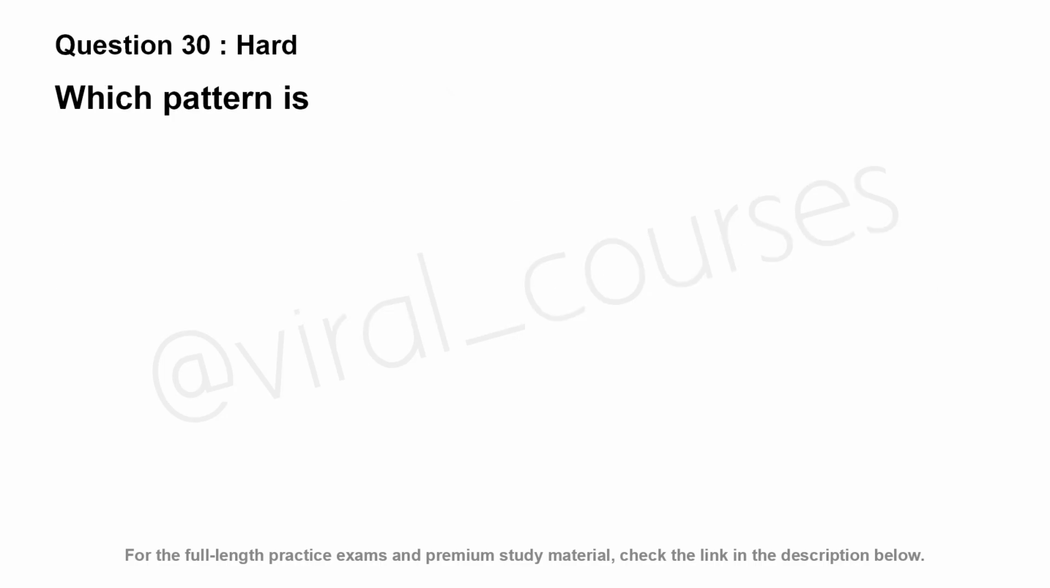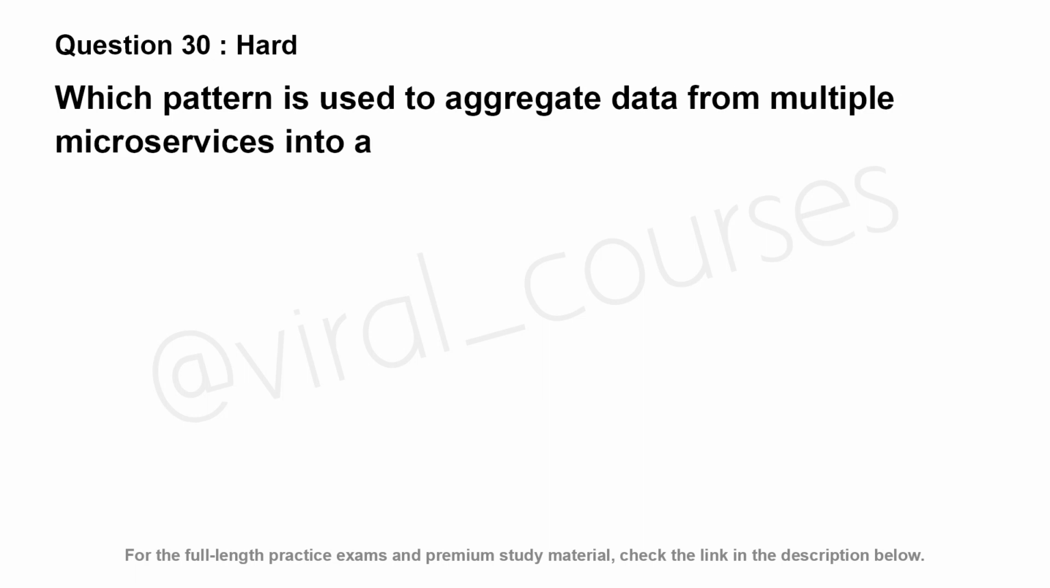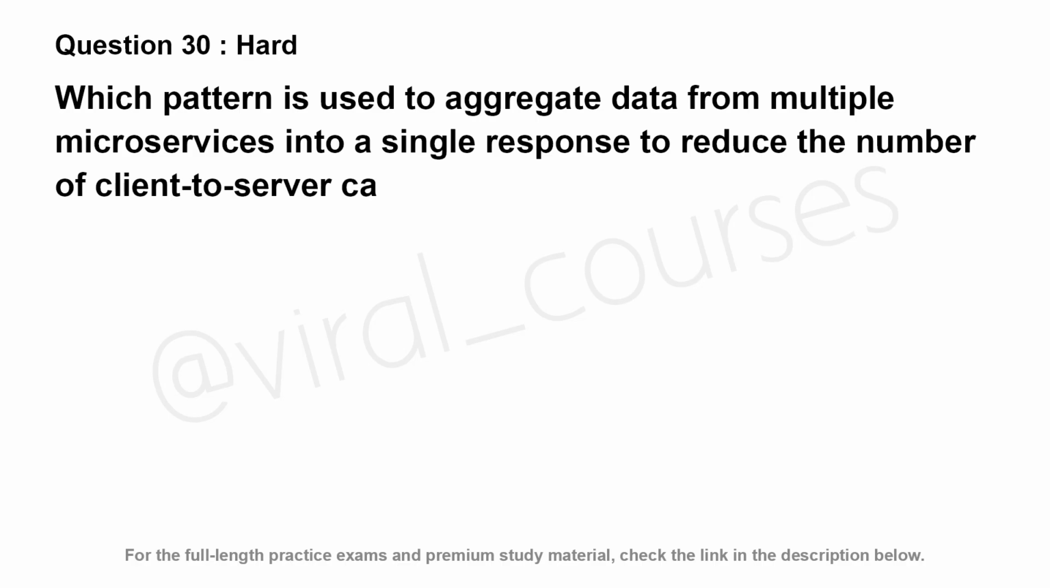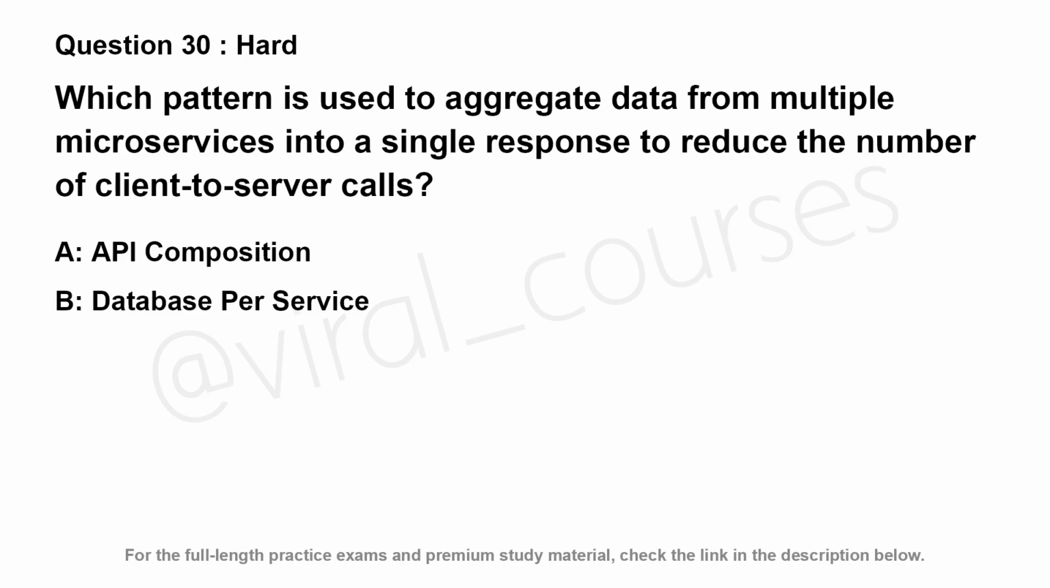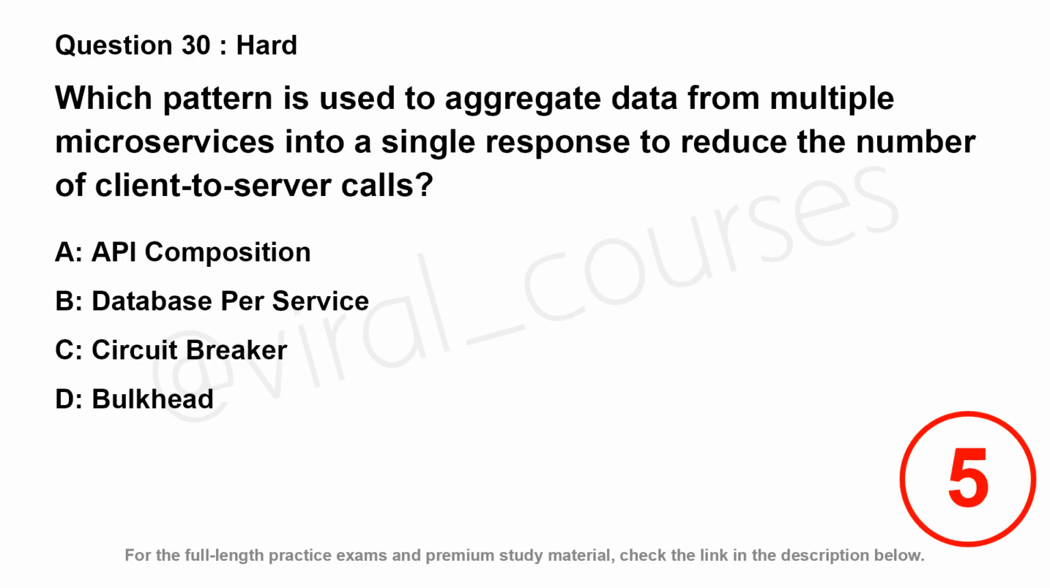Which pattern is used to aggregate data from multiple microservices into a single response to reduce the number of client-to-server calls? Option A. API composition. Option B. Database per service. Option C. Circuit breaker. Option D. Bulkhead.